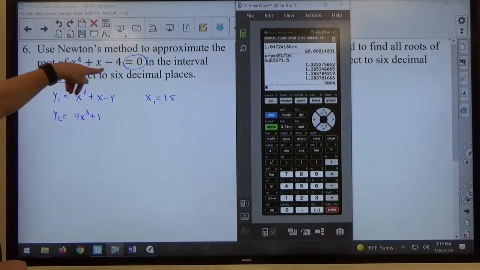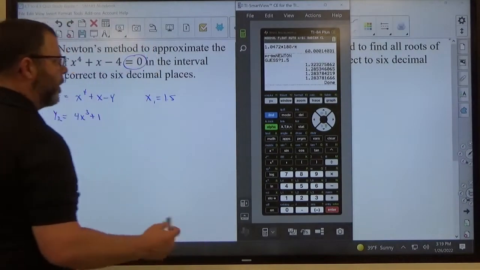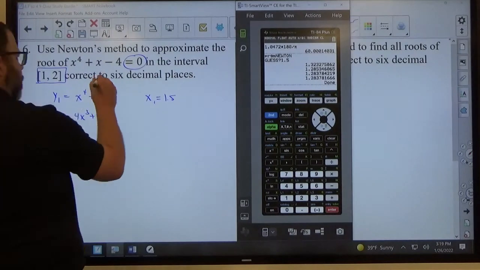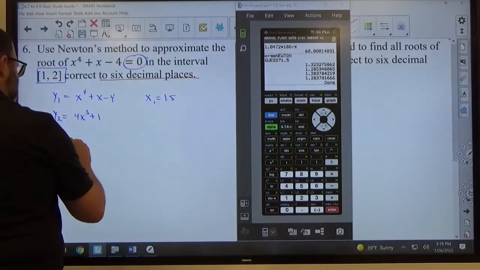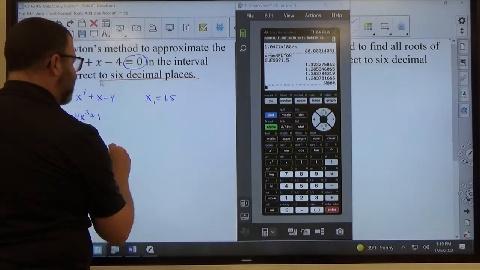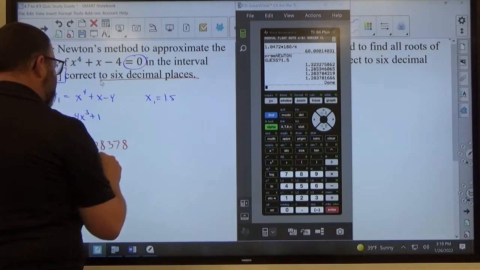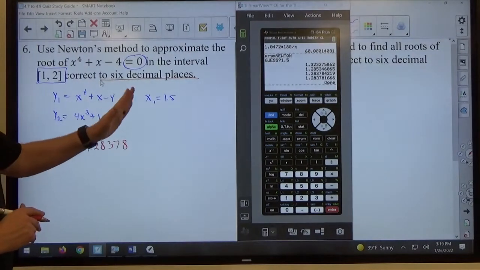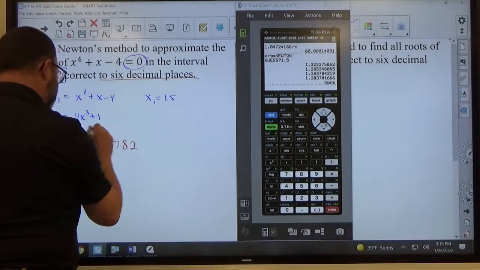1.283781666. It does say correct to 6 decimal places. I'm a little picky on these, so make sure you do round to the right number of decimal places. So x should equal 1.28378. And then the 6th decimal place is a 1 followed by a 6, so we're going to round up to a 2.